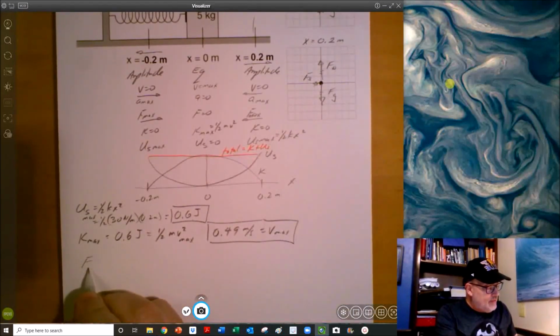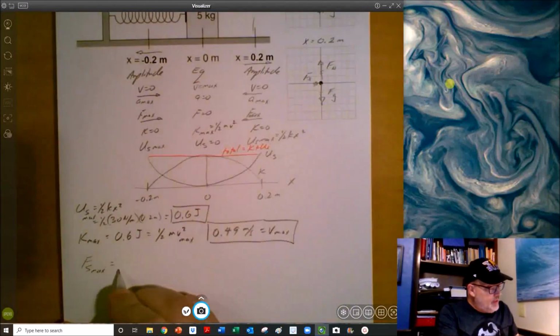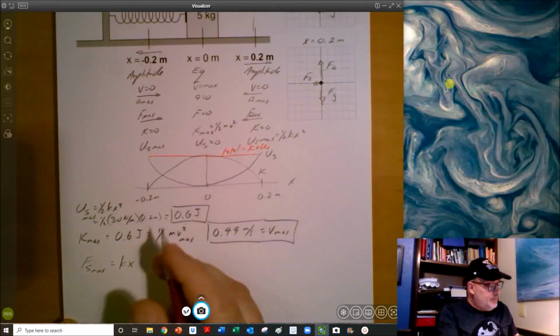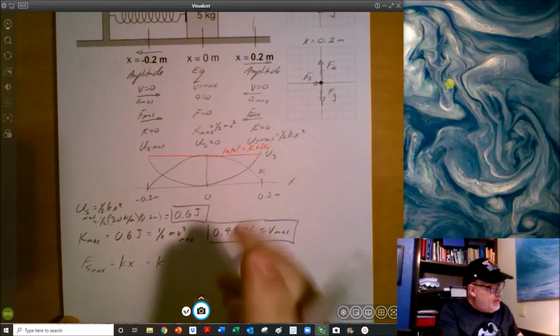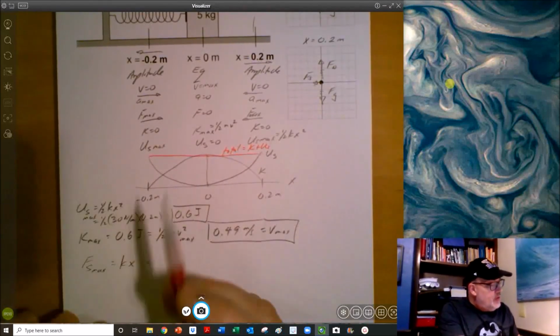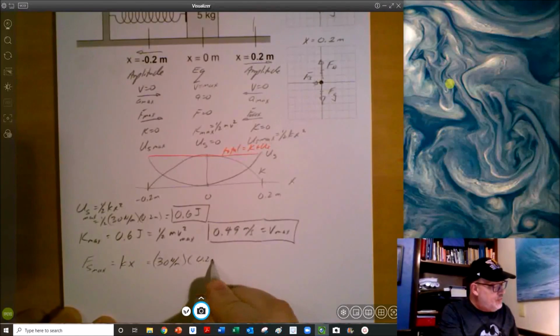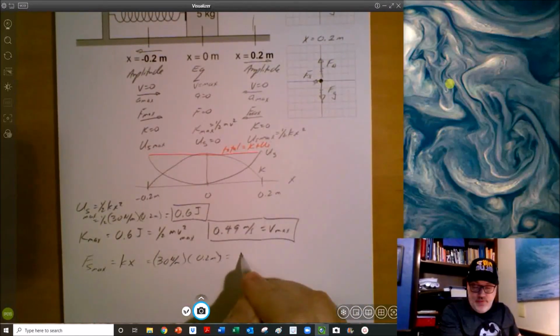So that maximum spring force would occur when we're at the max amplitude, because kx is our equation for the spring force. And so if we plug in our spring constant, which is 30 newtons per meter, and 0.2 meters, we get a maximum force of 6 newtons.